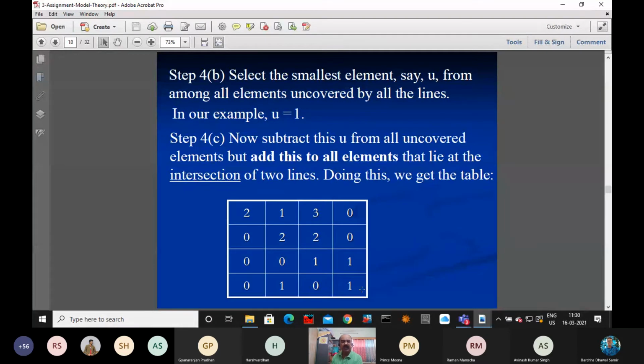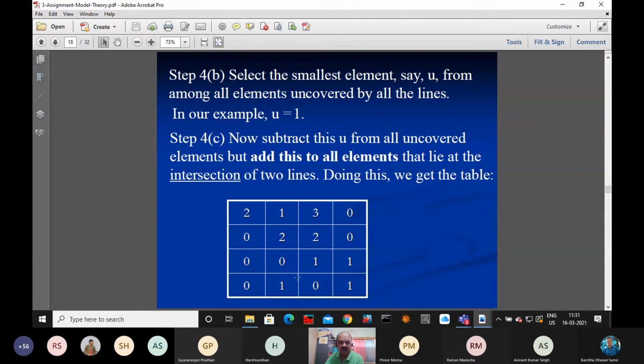Now we will check further whether we will be able to assign or not. In the first row, there is one 0, so we assign to that 0 and cross out the other zeros in the same column. That 0 is in the fourth column, so we cross out the remaining zeros in the fourth column.